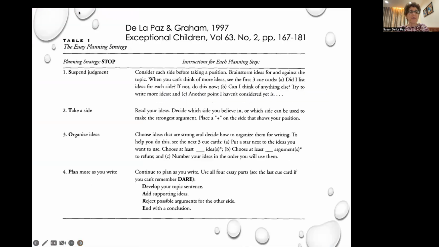All right, so my first study, this is from my dissertation, teaching students to plan before they were composing. We wanted them to go through some steps: suspending judgment about a topic, brainstorming ideas about the topic, then taking aside what they believed, organizing ideas in terms of which ones they wanted to use and then what order. And the last step is to keep planning to think about things like the structure of an essay with the different parts, including supporting ideas, arguments, etc.